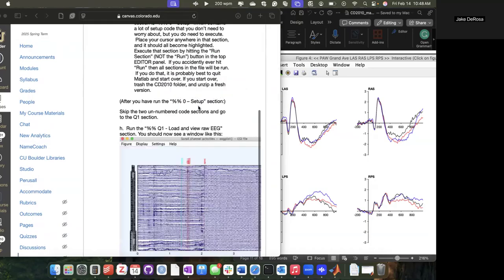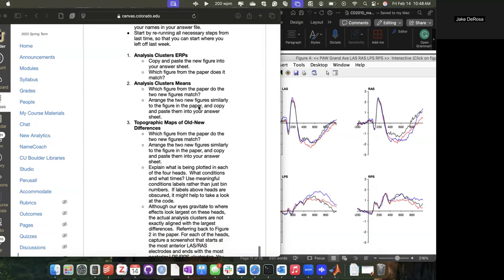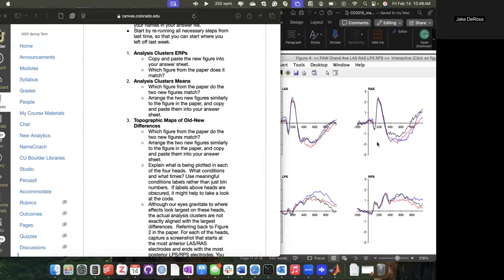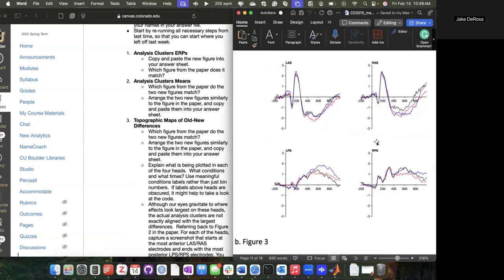And for the most part, you are going to be running various ANOVAs. You're going to be doing analyses where we're going to be looking at the clustering of the ERPs, the means of the ERPs, and then some of the topographic maps. And just to give you a preview, if you look on the side of my screen here, this is what your output should be looking like for some of the figures.